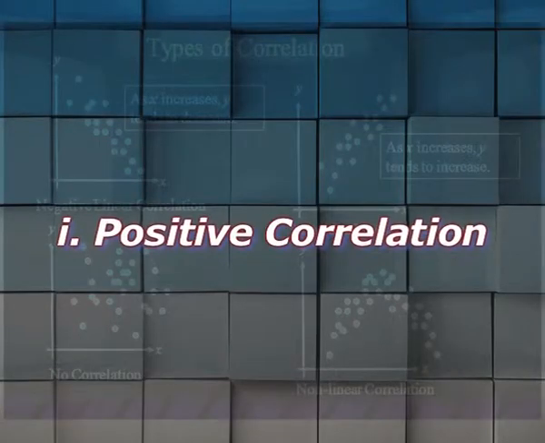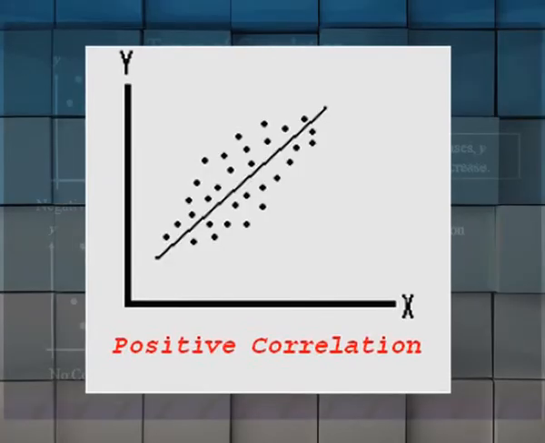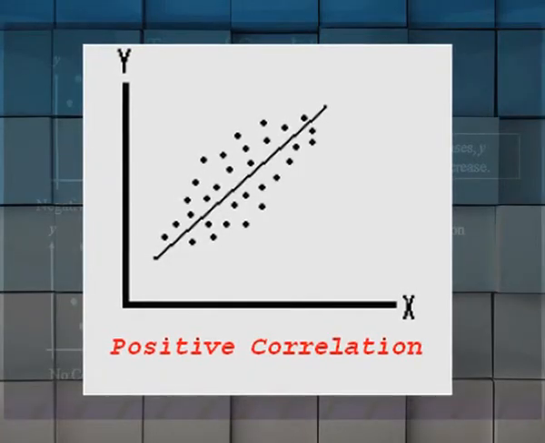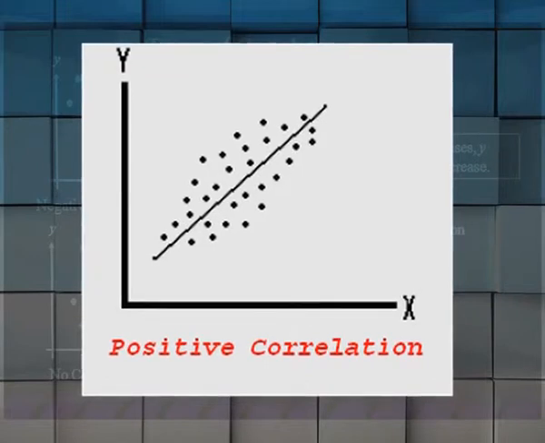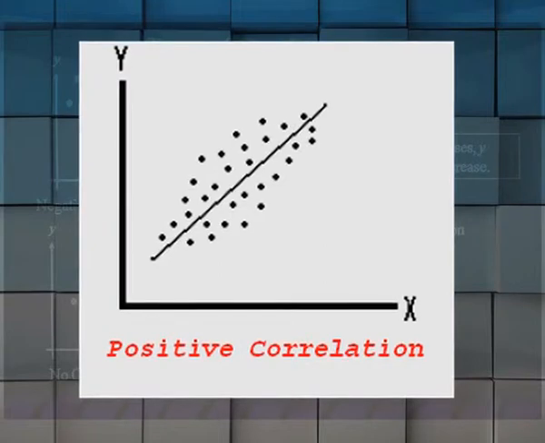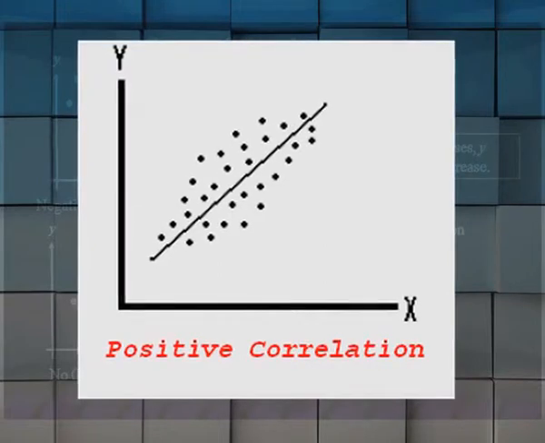Types of correlation can be studied under the following heads. First one, positive correlation. The correlation is said to be positive when the values of two variables move in the same direction, so that an increase in the value of one variable is accompanied by an increase in the value of the other variable, or a decrease in the value of one variable is accompanied by a decrease in the value of the other variable.